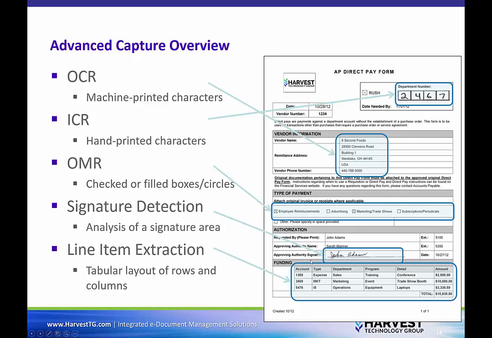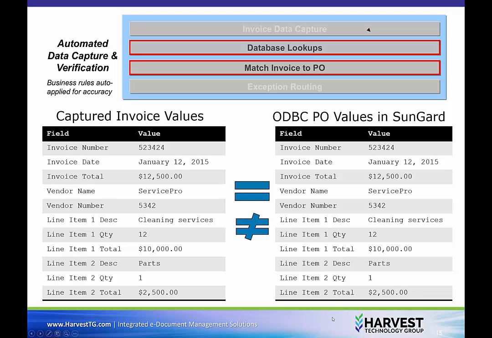We can grab data in a lot of different ways. So I mentioned OCR, which is generally going to be machine printed data, ICR for handwritten characters, OMR marks, so checkboxes, yes, no, so on and so forth, even signatures, so is the form signed or not? And we can go as far as doing line item detail extraction. I won't get into that in this presentation here, but if you're interested in completely automating your AP vendor invoice process, talk to us and we can show you how we can do that. So eliminating keying altogether.